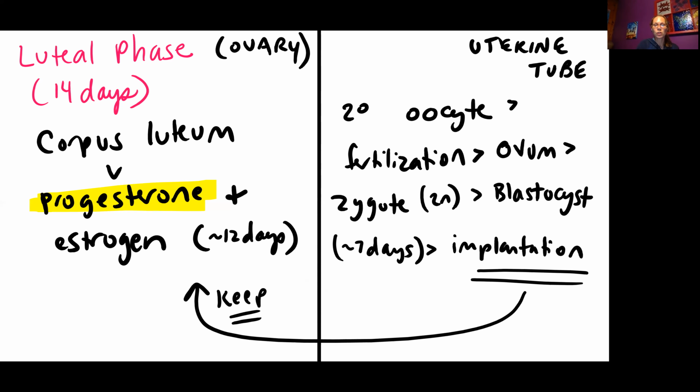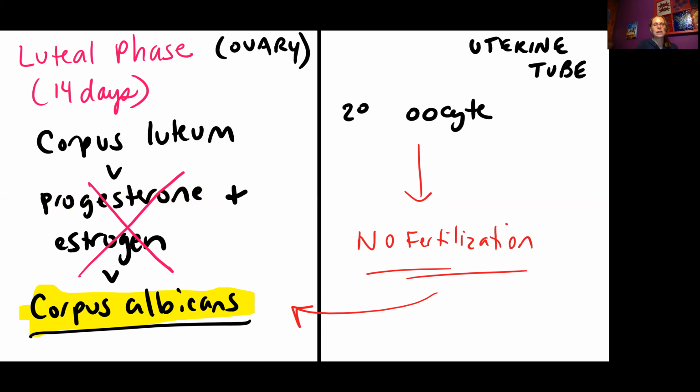If implantation occurs, then we're going to keep that corpus luteum pumping out that progesterone and estrogen in order to maintain that uterine lining early on in the pregnancy until the placenta is formed, and then the placenta will take over maintenance of that pregnancy. If implantation does not occur, then the corpus luteum becomes called the corpus albicans, which is basically some scar tissue. And the signature here is that it stops producing progesterone and estrogen.